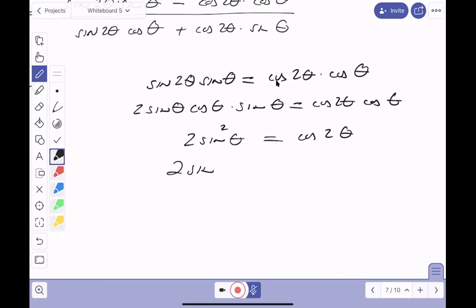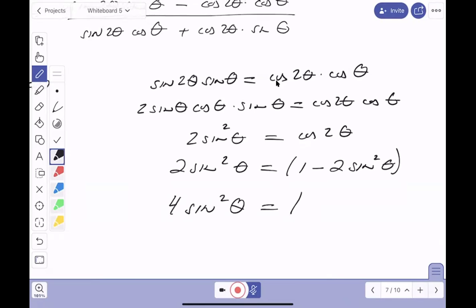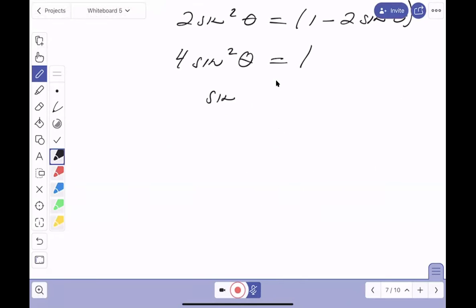2 sine squared theta. Now I'm going to say cosine 2 theta is going to be 1 minus 2 sine squared theta. So this is going to be 4 sine squared theta equals 1. Geez, getting much easier. Sine squared theta is equal to 1/4. Remember, I'm sticking in the first quadrant. So I'm just going to look at this over here. Sine theta is 1/2. And again, this is going to give you that angle where the derivative is 0.